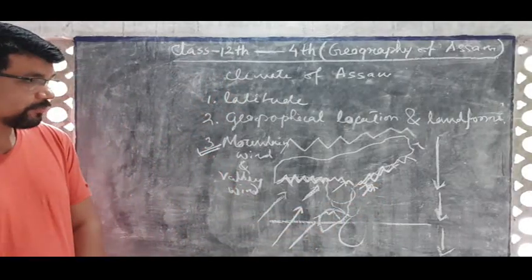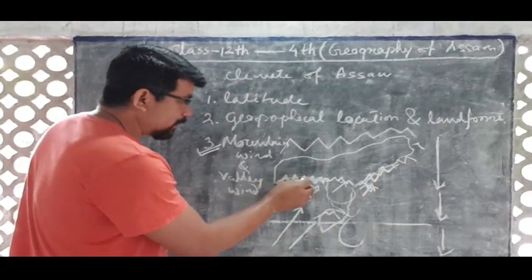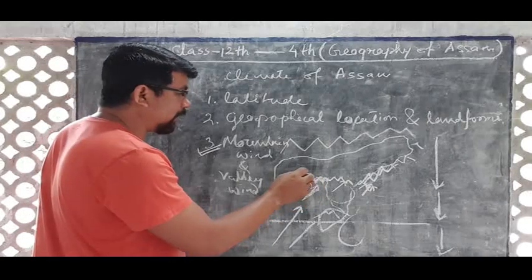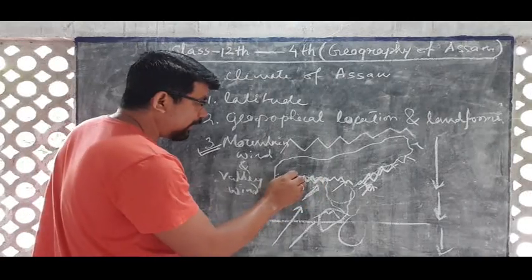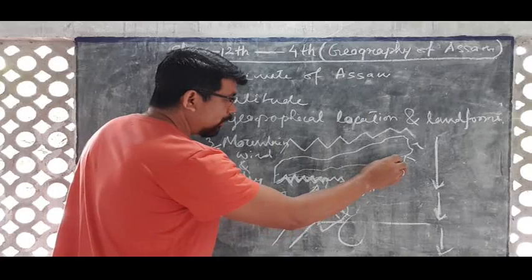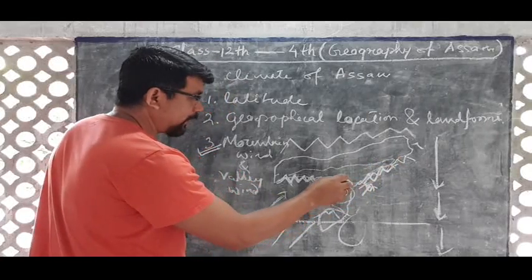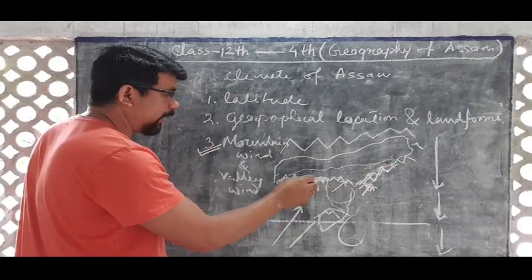So this next part of Meghalaya, that is this region of Assam, experiences being a rain shadow area.